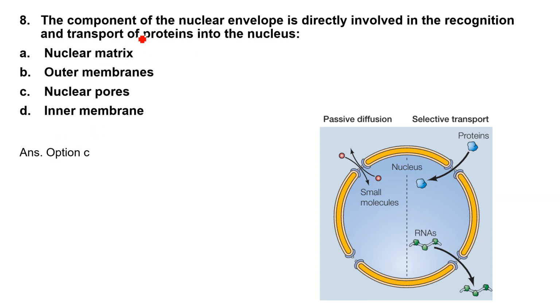Anyway, the component of the nuclear envelope that is directly involved in recognition and transport of proteins into the nucleus. So what is that structure present in the nucleus which recognizes and transports proteins into the nucleus? These are these structures. You see this blue color. These are the nuclear pore complexes. Nuclear pores. So the nuclear pores are the components which are involved in this.